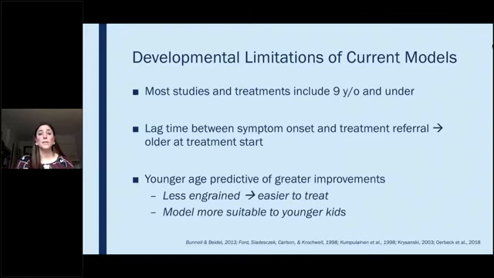All right, so this model that I've been describing is very effective for these kids in the 3 to 9 age range. However, most of the studies and treatments that I described really are limited to kids 9 and under. And there is a subset of the selective mutism population who is older than age 9, who until recently really were not receiving treatment and didn't have the resources to be able to help them.